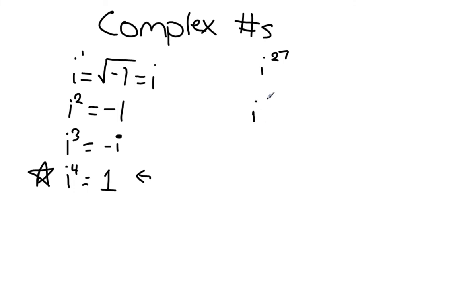So we say 4 times what gets you closest to 27? 4 times 5 is 20. Keep going. 6, which is 24. So i to the 24th power would be equal to 1. But we don't care about that. We care about what's left over, which would be i to the 3rd power. And what is i to the 3rd power? -i. So now we have i to the 24th, which is 1, times -i, which means the answer, i to the 27th power, is -i.